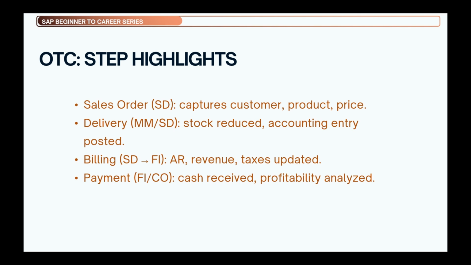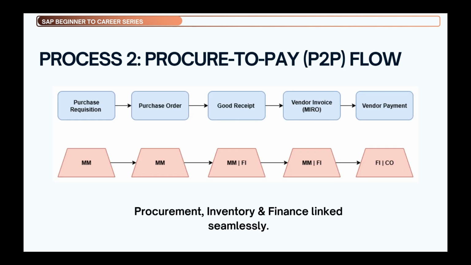So in the order to cash process, now you have seen how each module is integrated and how it performs the business process. You need to issue your finished goods from your warehouses to the customer based on customer requirements. That business process has been performed using the SAP system, and to perform it, different modules in SAP have been integrated together. Let's move to process number 2, procure to pay, P2P.